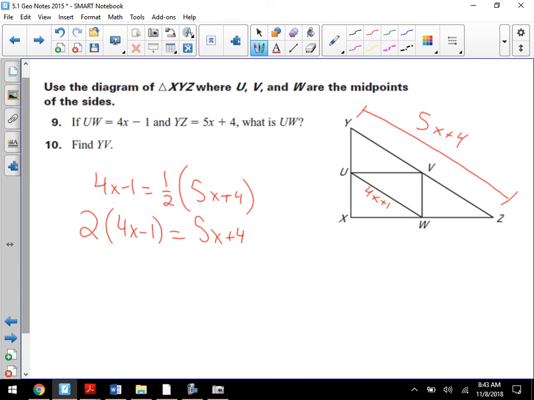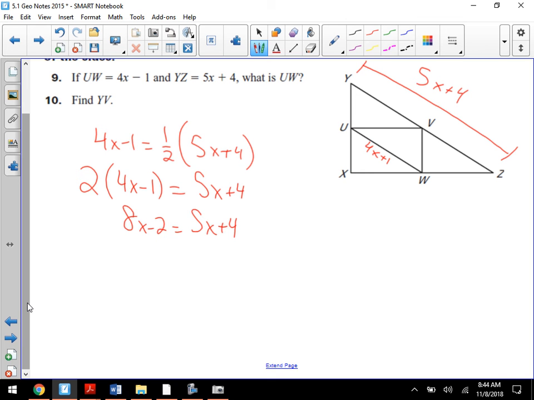So distribute through, you're going to get what? 8x minus 2. Subtract the 5. Bring the 5 over. So 3x minus 2. Bring the 2 over. X is 2. And then it's a matter of whether you have to find certain parts.